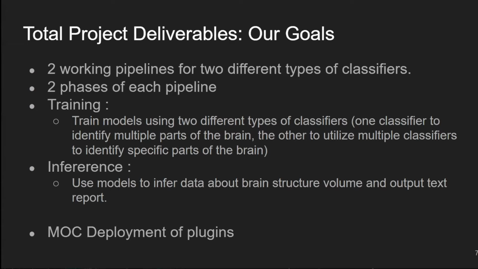Our mentors have yet to decide which classifiers work best to train a model, so we will be testing the use of one classifier to identify all parts of the brain, and another that utilizes multiple classifiers to identify specific parts of the brain, and that will accumulate to all parts. Then we will need an inference pipeline that uses the model from the training pipeline to predict the segmentation of the brain and put the volume of these segmentations in a text report.